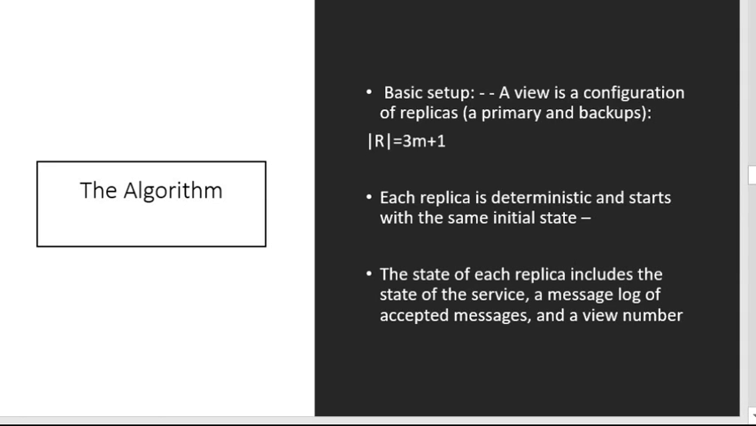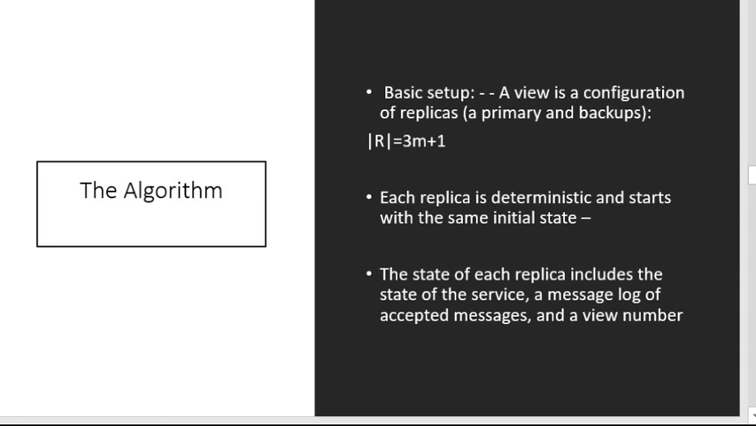The 4 conditions which I am going to tell you about will be discussed in the coming slides. First condition: a client sends a request to invoke a service operation to the primary, and the primary multicasts the request to the backups, that is prepare and commit. These three come under the backups.